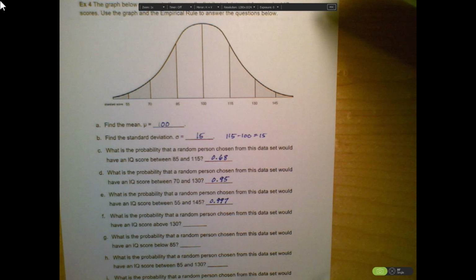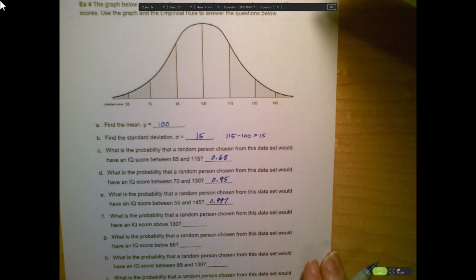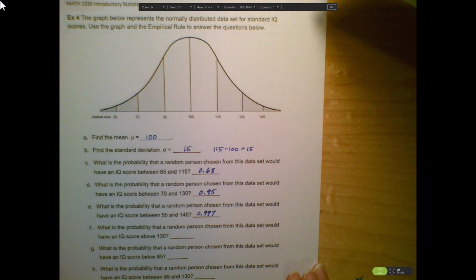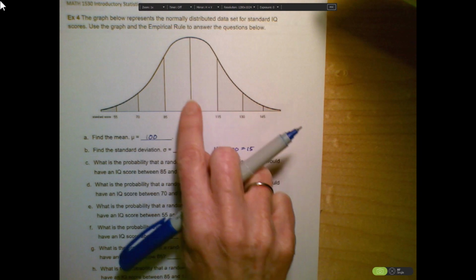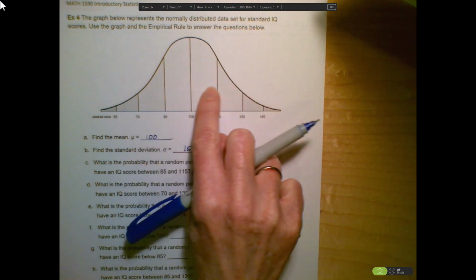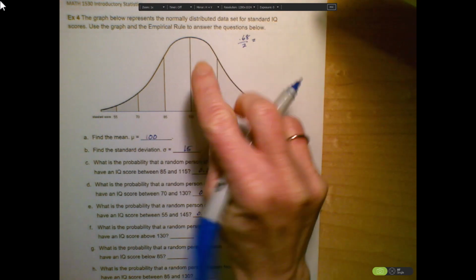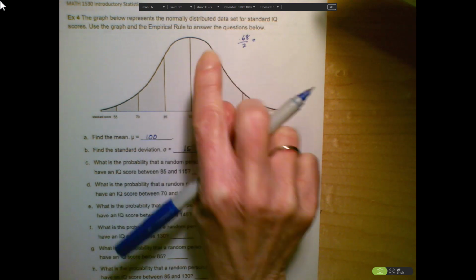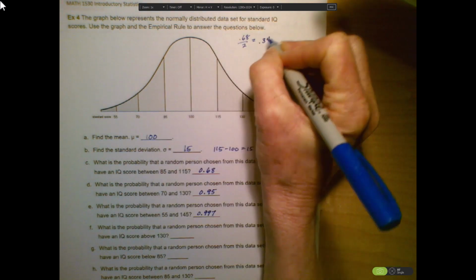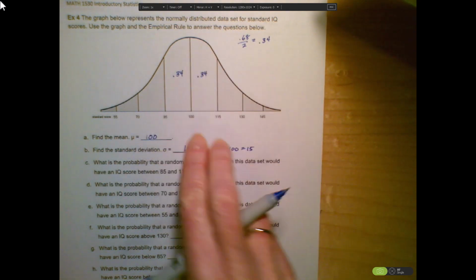Okay, F. What is the probability that a random person chosen from this data set would have an IQ score above 130? Okay, now that's not so obvious. So let's take a minute and label all the different little slices in here. If we know that this is 68%, down 1 and up 1, if I take 0.68 and divide it by 2, I should find out how much is here and how much is here, because that total is 0.68. So when you divide that, you get 0.34. So I know this area is 0.34 and this area is 0.34, and there's my 0.68.